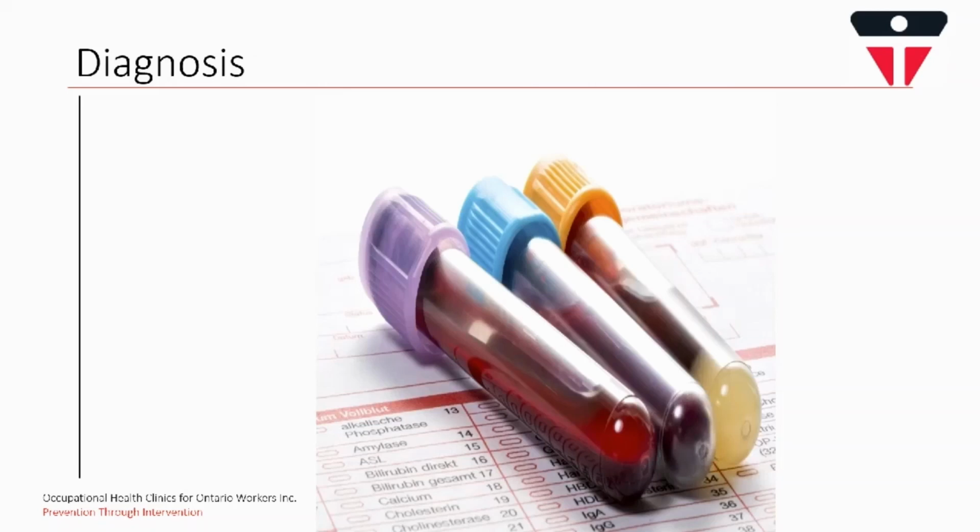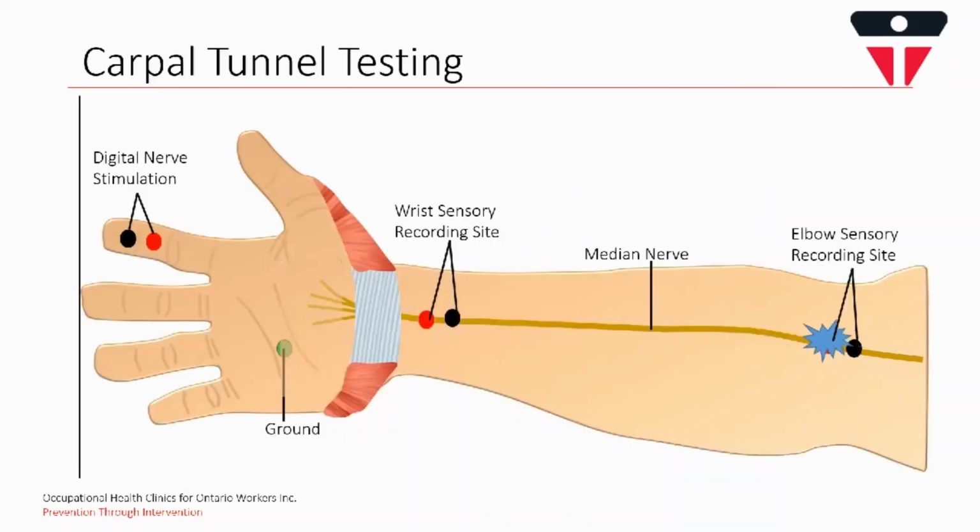Now, when a clinical diagnosis is not clear, an electrodiagnostic test called electromyography, or an EMG, may be performed. This test can leave you with a very uncomfortable sensation, much like when you hit your funny bone. With this test, electrodes are placed at the elbow, wrist, and on a finger.